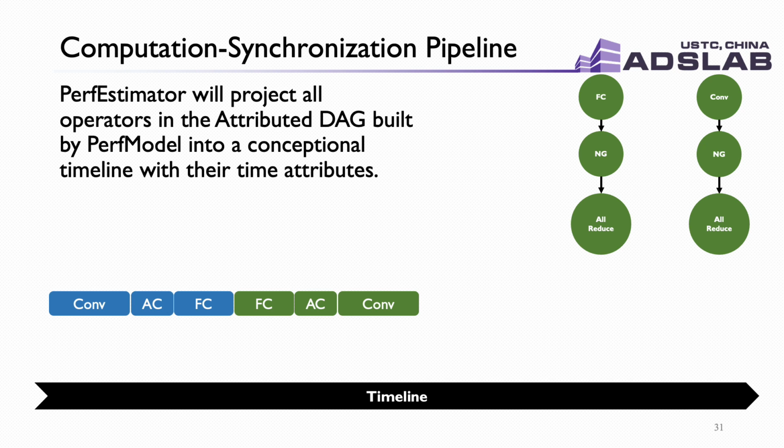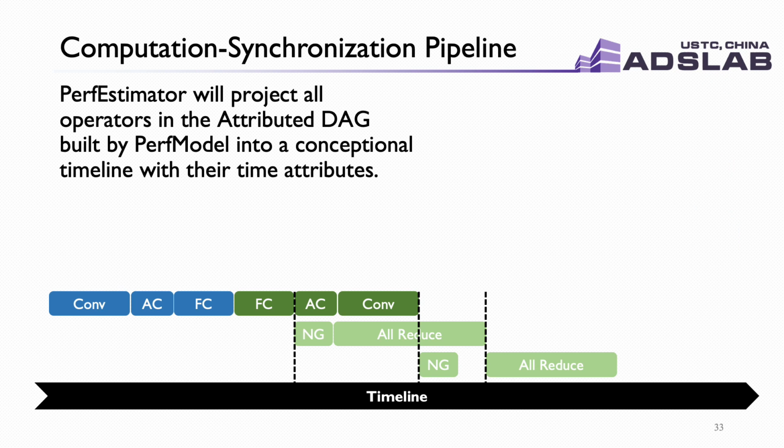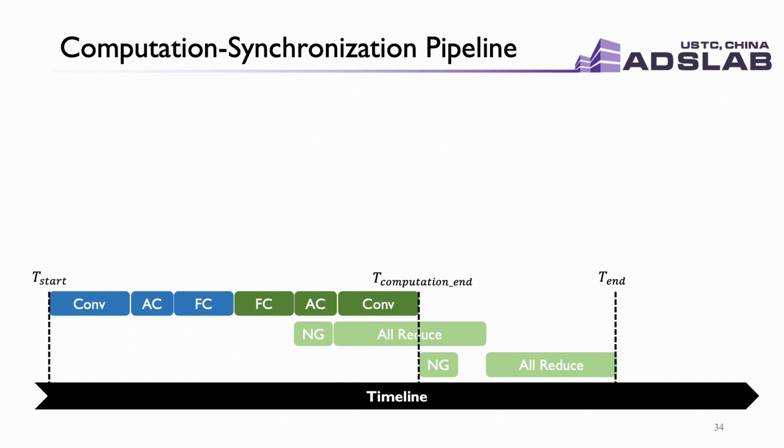Because the fully connected layer is executed first in the backward propagation, it will produce gradients to be synchronized. The negotiation and all-reduce operators of this layer will be projected just behind the backward computation of this layer and can be parallelized with follow-up computation operators. The same with the convolution layer. However, its all-reduce operation cannot be parallelized if the trainer has only a single-port network interface controller. Thus, all-reduce of the convolution layer will be started right behind all-reduce of the fully connected layer. Now, a computation synchronization pipeline for an iteration of training is built.